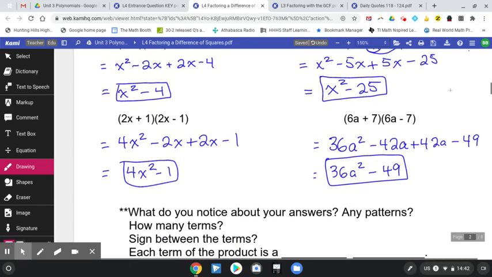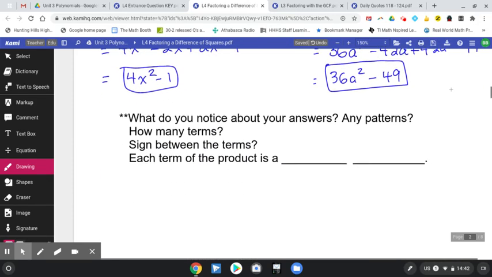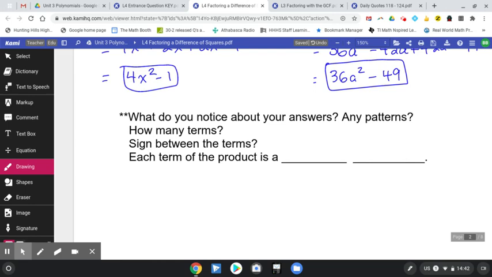So here's the patterns that we were looking for. First of all, how many terms do we have in all of our answers to those above? Every single time we get a binomial, there are 2 terms. And if you look carefully at all of our answers to those last 4, the sign in between the terms is always subtract.